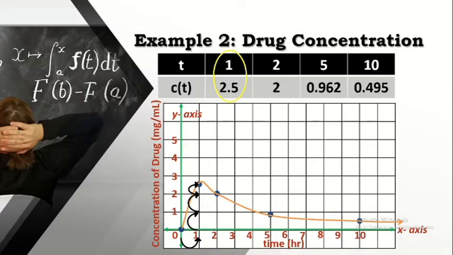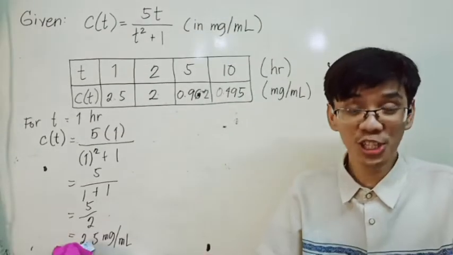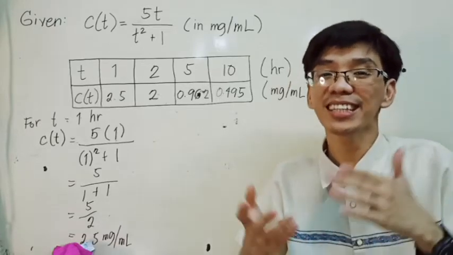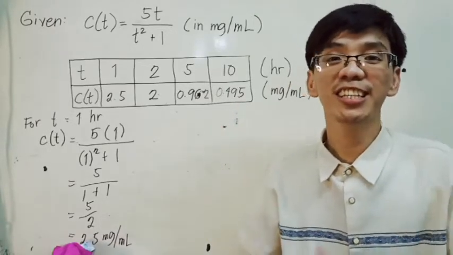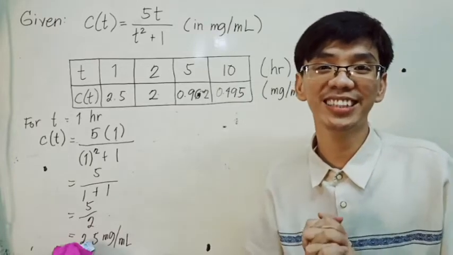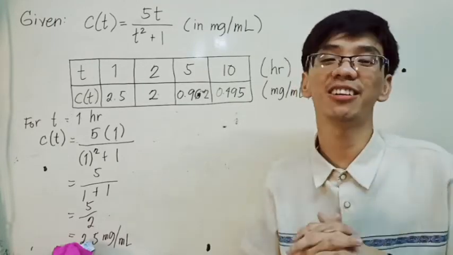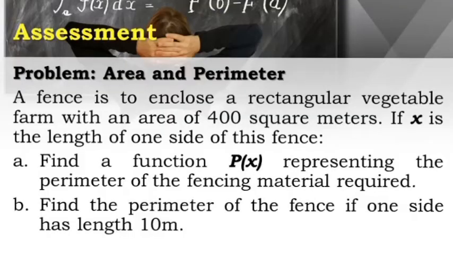And after connecting these points, we can see that the graph is what? Decreasing. So, as you can see in the given problem, rational functions can also be used to represent drug concentration in the blood of a patient. For our assessment, try this real-life situation representing a rational function using an engineering-related problem or an area and perimeter problem.